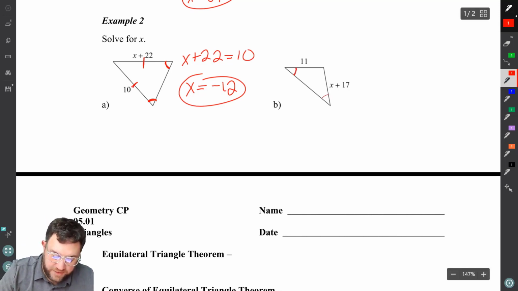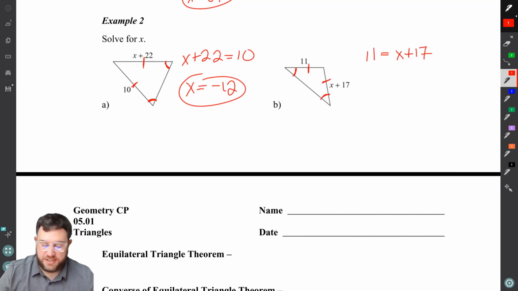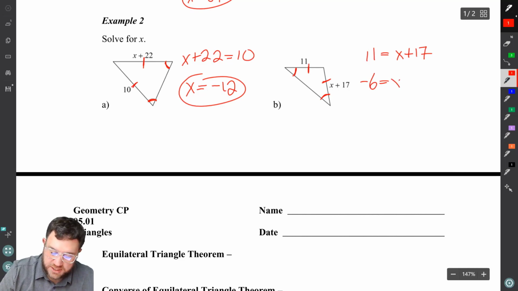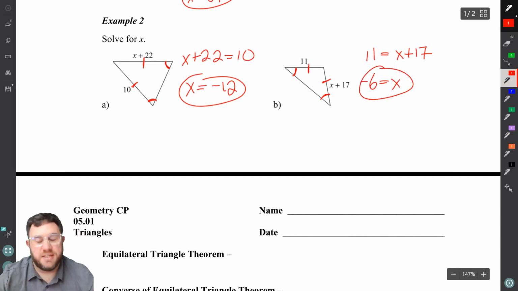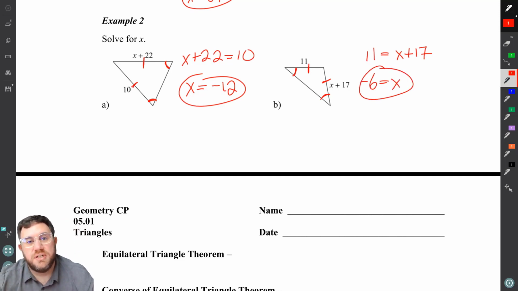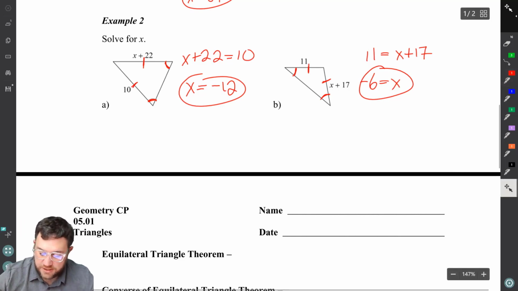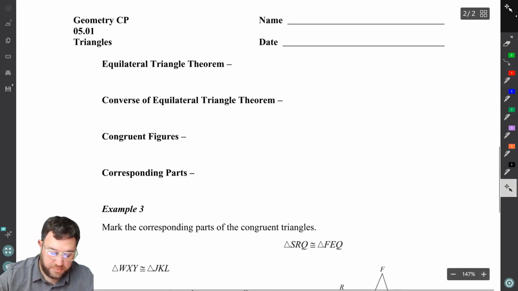For 2b, we have really the same exact setup. We've got two angles, so we know the two sides are congruent. So we can do 11 equals x plus 17. Subtract 17 from both sides, and negative 6 equals x. And again, it's okay for x to be negative as long as we plug it in to get a positive.